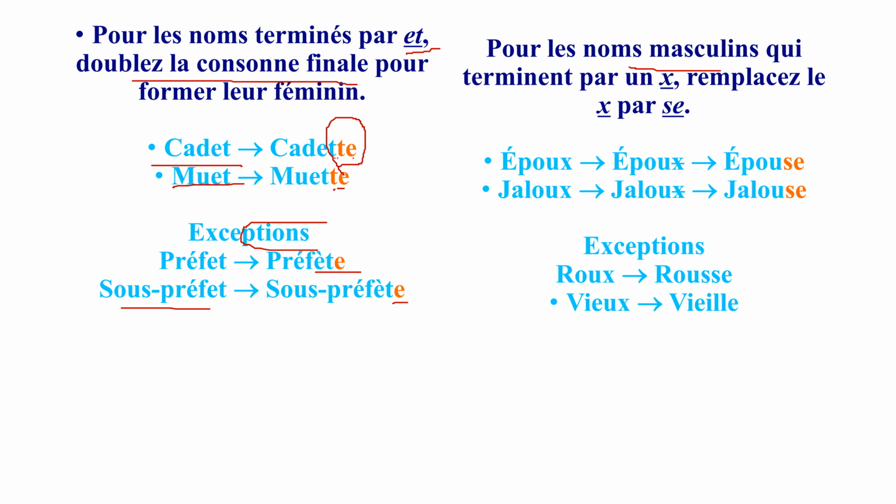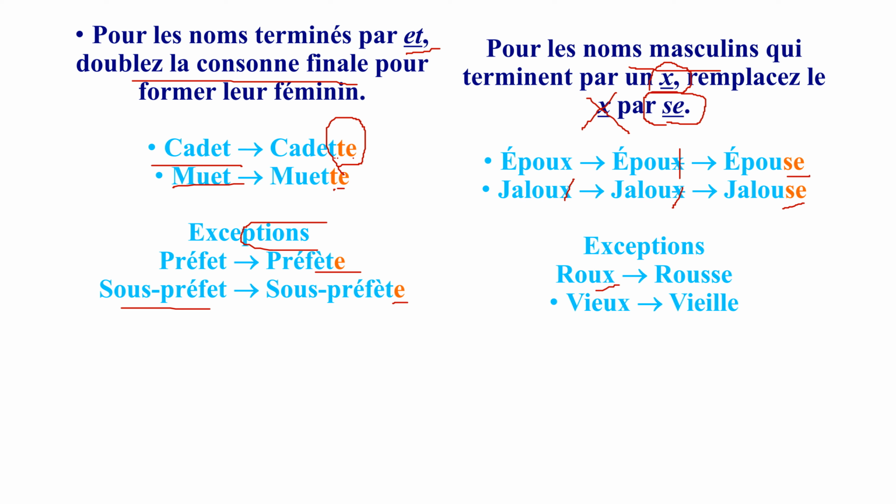Masculine names ending with an X, you drop the X altogether and you replace it by SE. Époux, we drop the X and it becomes épouse. So époux is husband and épouse is the wife. Jaloux, once again, you drop the X and you replace it by SE. What is jaloux? Somebody who is jealous, and jalouse would be a woman who is jealous.